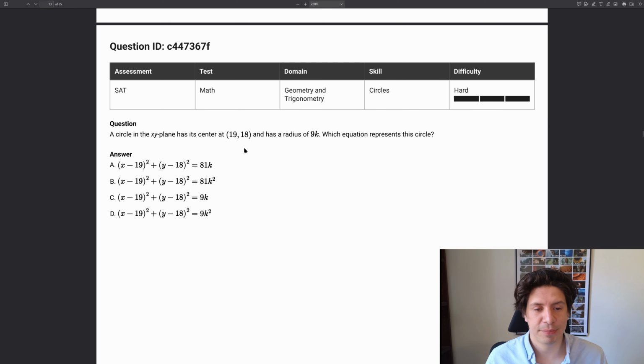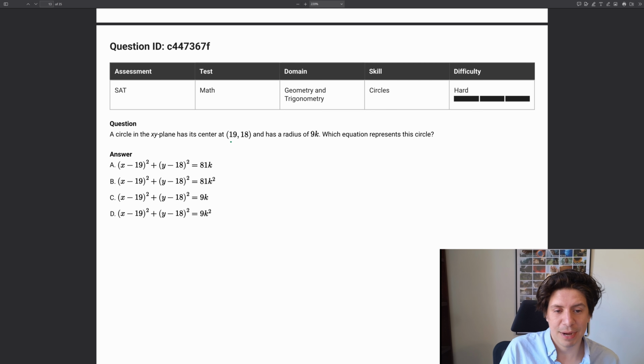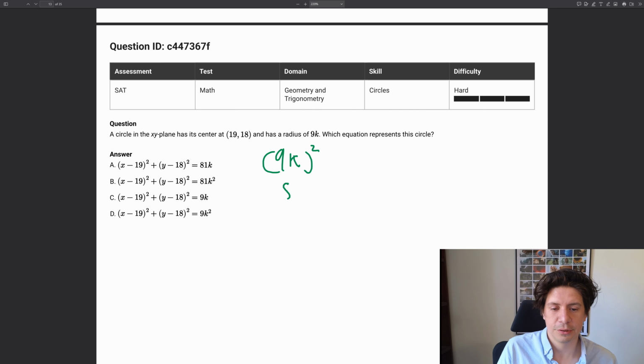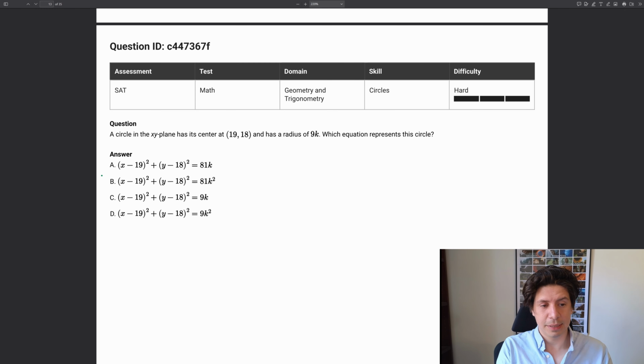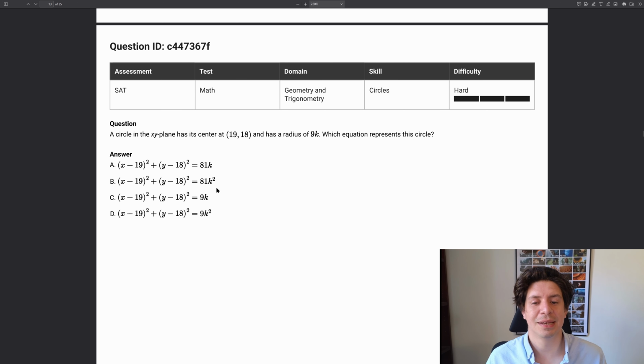A circle in the xy plane has its center at (19, 18) and has a radius of 9k. Which equation represents this circle? So, again, no need for Desmos or anything. It's going to be x minus 19, because we're subtracting this, y minus 18. They all have that. And then the radius is squared, so we just do (9k) squared. So that gets us 81k squared. And that is B. All right, so then let's move on to the next one.